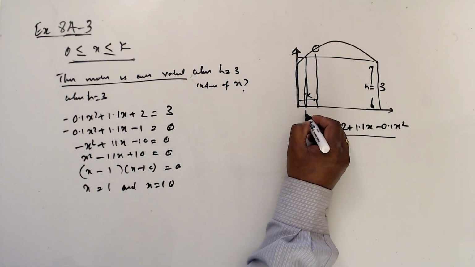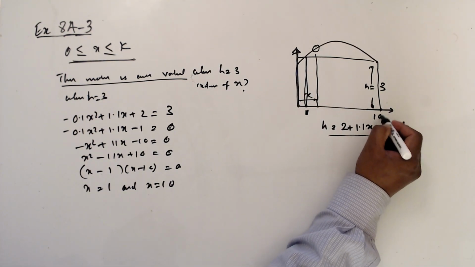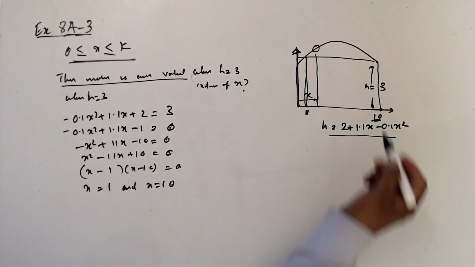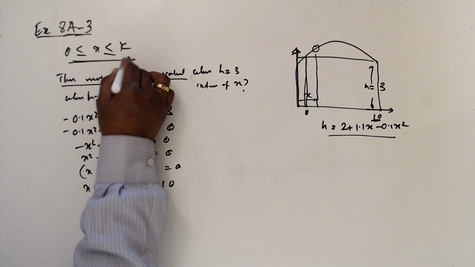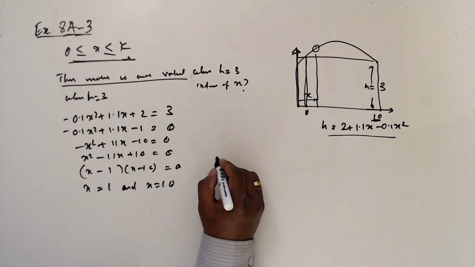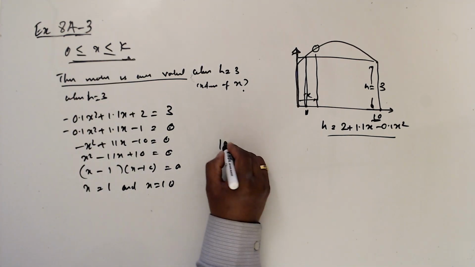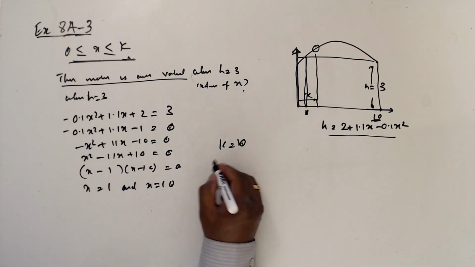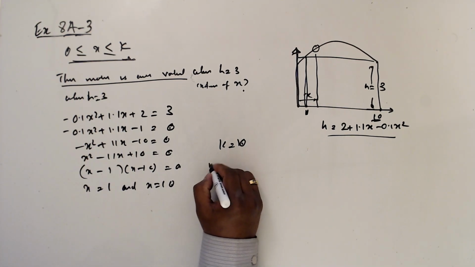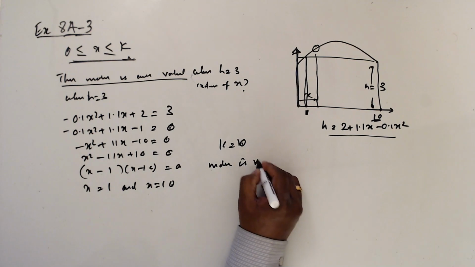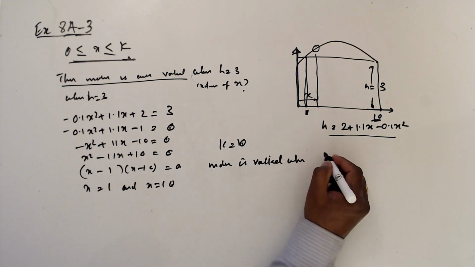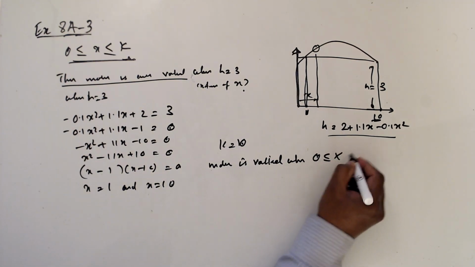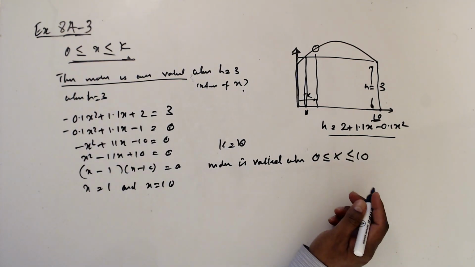So this is 1 and this is 10. We will meet the net height again at 10, so k has to be 10. So the model is valid when 0 is less than x is less than 10.